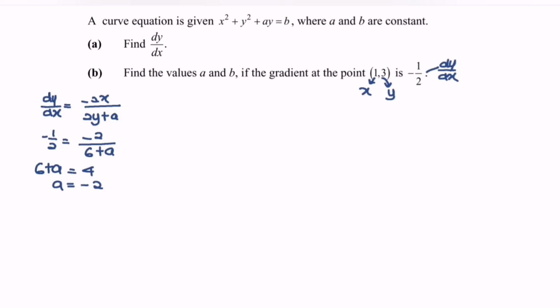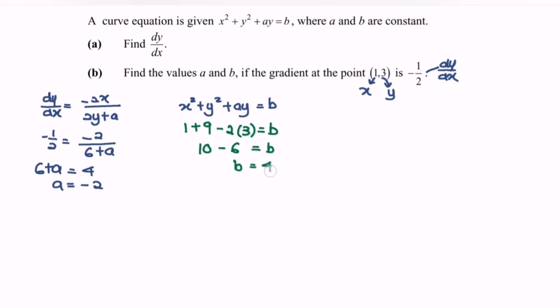Now we substitute the values into the function x squared plus y squared plus ay equals b. The value of x is 1, so we have 1 plus 9 minus 2 times 3 for the value of y equals b. So 10 minus 6 equals b, and b equals 4.